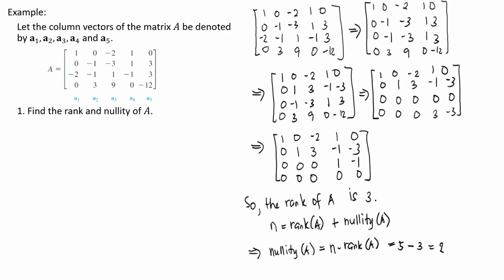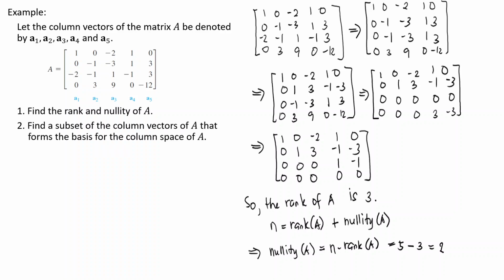Now the next problem is to find a subset of the column vectors of A that forms a basis for the column space of A. So we can further apply elementary row operations to this matrix so that we can obtain the reduced row echelon form. We have a leading one here, so we want the entries below and above it to be 0, so we will make this 0.